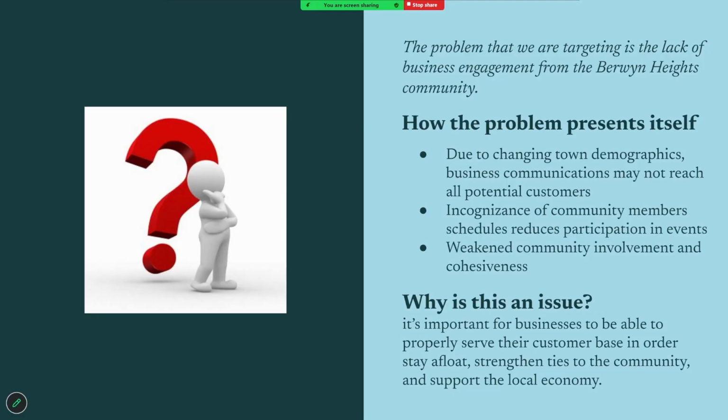Due to changing town demographics, business communications may not reach all potential customers, which in turn weakens community involvement and cohesiveness. Also, incognizance on the business side of community member schedules reduces participation in events. So why is this an issue? Well, it's important for businesses to be able to properly serve their customer base in order to stay afloat, as well as strengthen ties to the community and support the local economy.